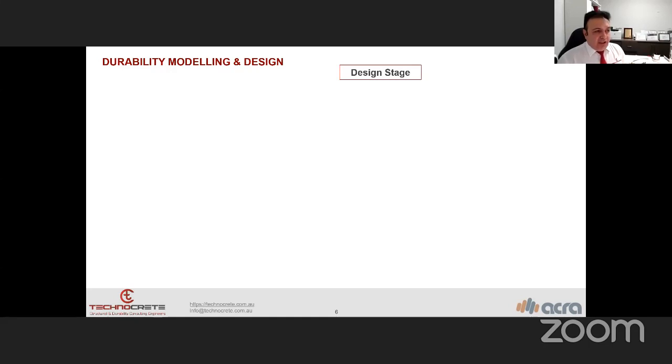For the durability modeling and design, as I mentioned, we have to focus on the design stage. Let's say a design service life of 100 to 200 years. Then in this flow chart, you will see that we have to focus on the performance of the concrete structures and concrete itself, rather than going to the prescriptive criteria.